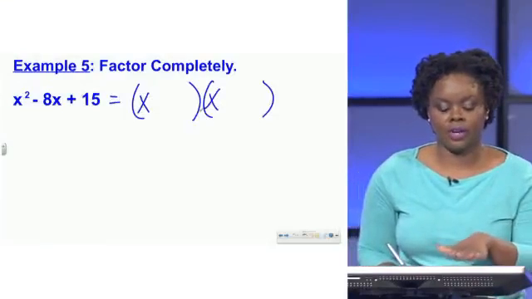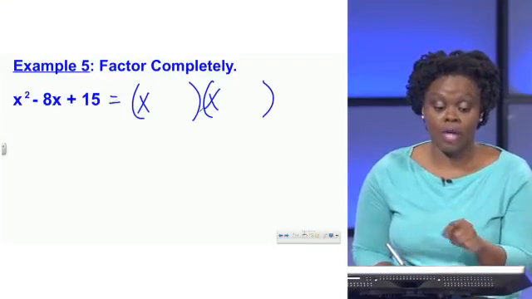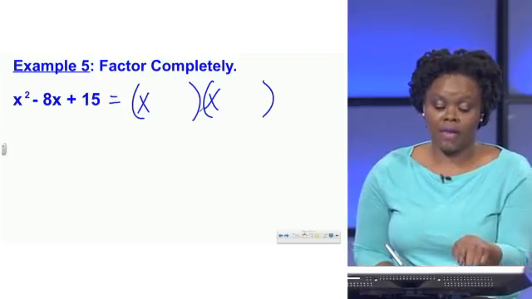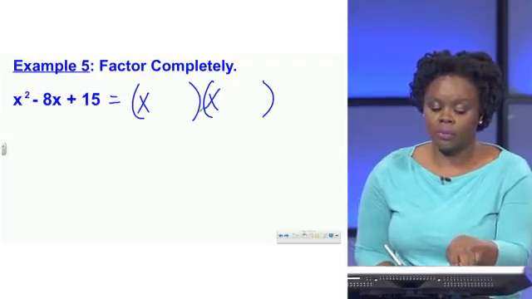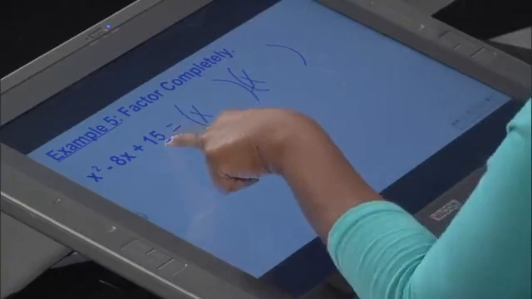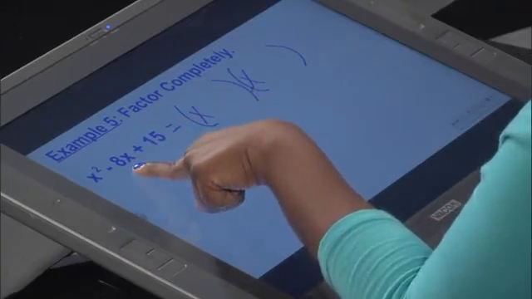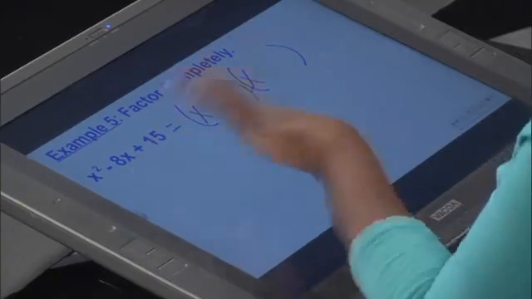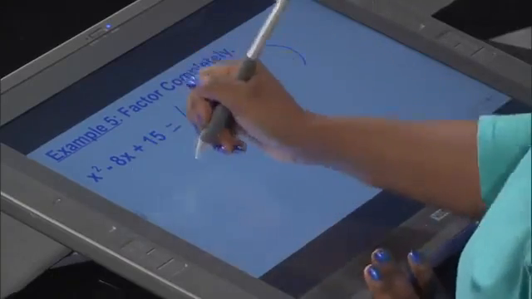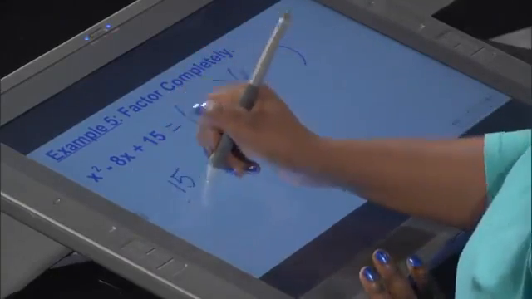Now I'm ready to start figuring out what's going on with my actual numbers. I need to figure out what factors, or what pairs of numbers, would multiply together to give me 15, but when I combine them, I get -8, okay? Now for a second, just ignore the signs. So let's just focus on factoring.